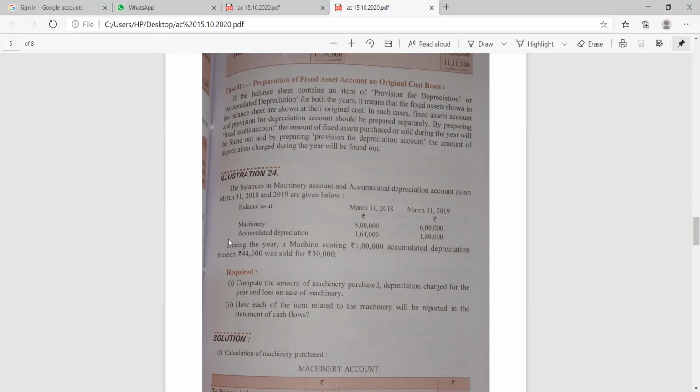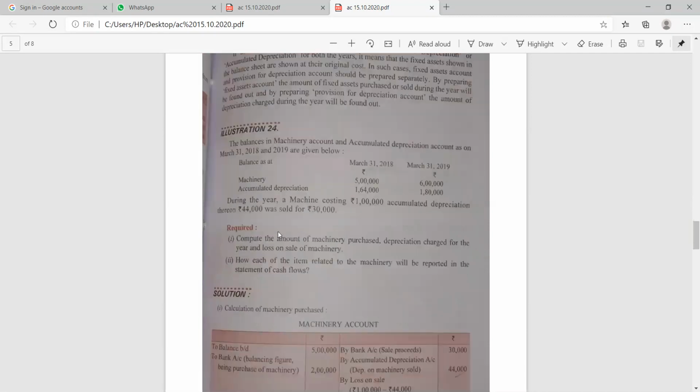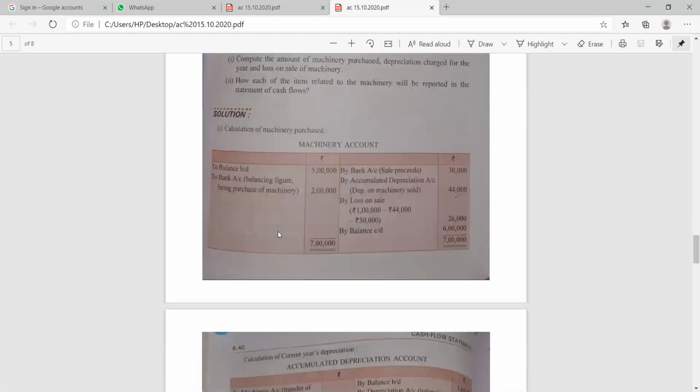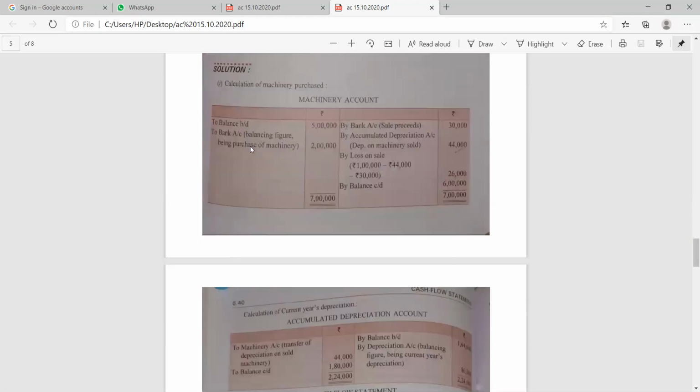Its depreciation is 44,000. Please mark these 2 types of depreciation, because we have to consider these 2 depreciation whenever you prepare the machinery account. See, the opening balance is to be taken first, 5 lakh, and the closing balance, 6 lakh, is to be taken. Now, by bank account, the sale proceeds is 30,000. The depreciation on the machinery sold, that is 44,000.